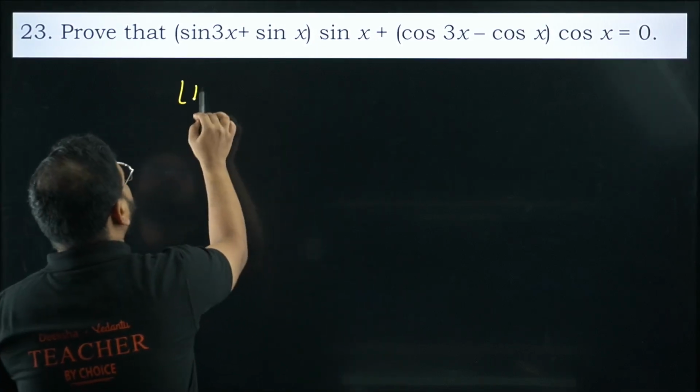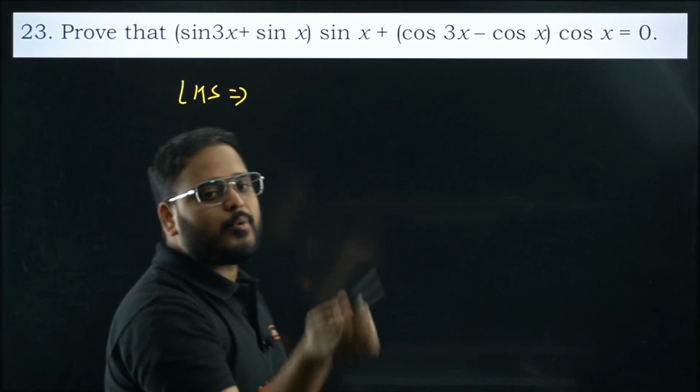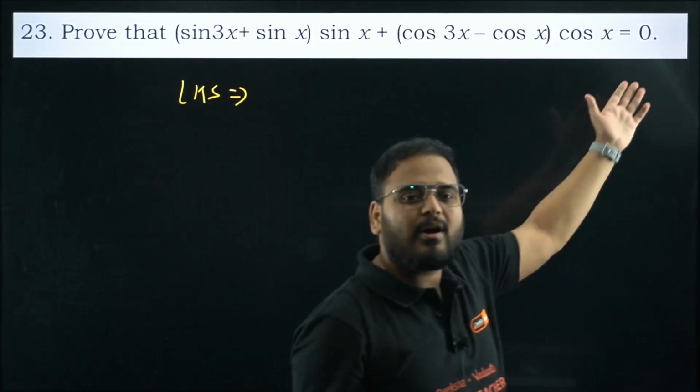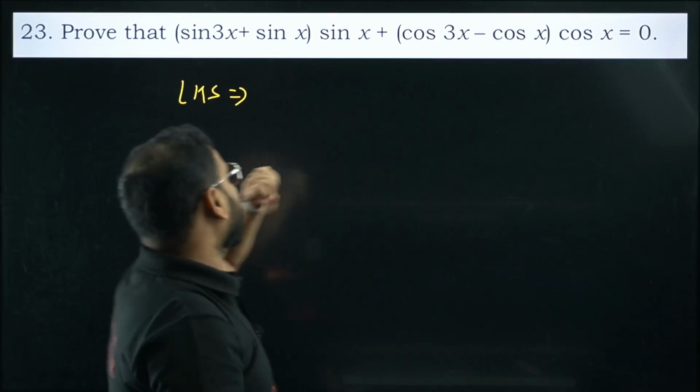How do we solve any proving question? Taking any one part and try to prove it equal to the other. If not, we'll try to simplify both of the sides. Over here, RHS is 0. How can we simplify that part? Let's simplify LHS.